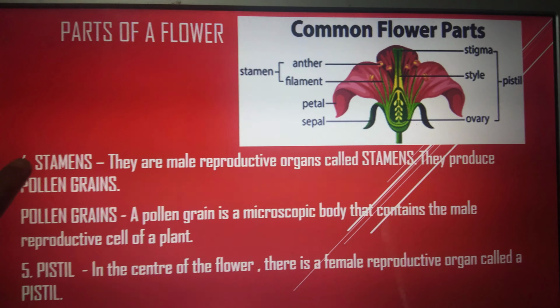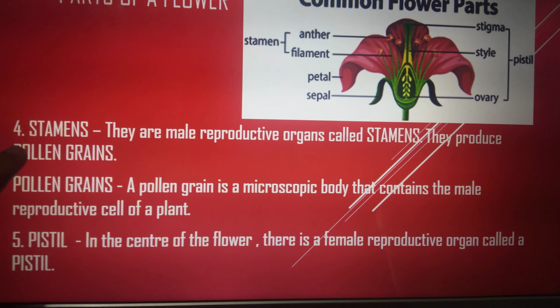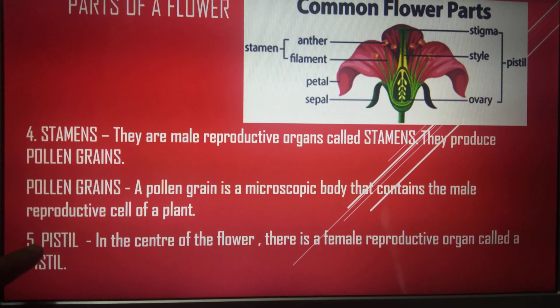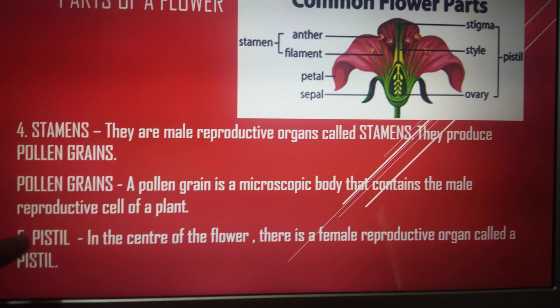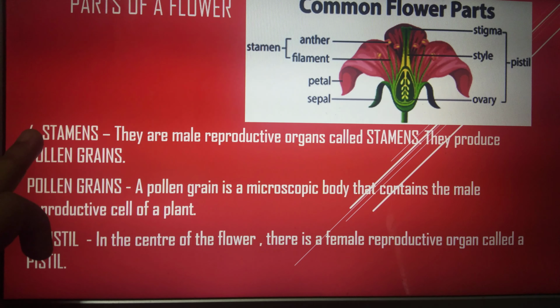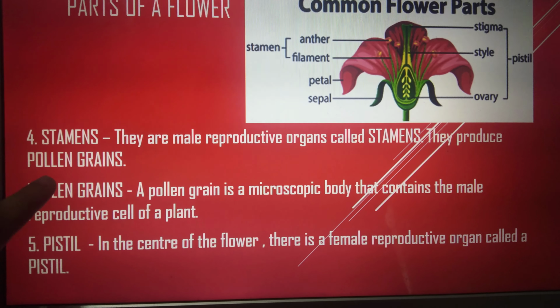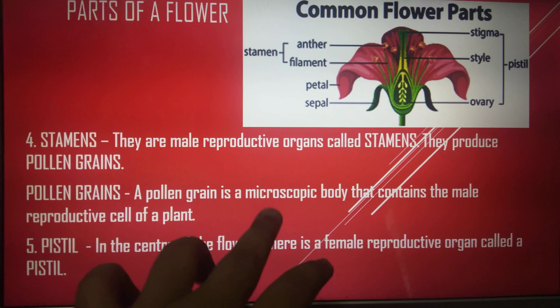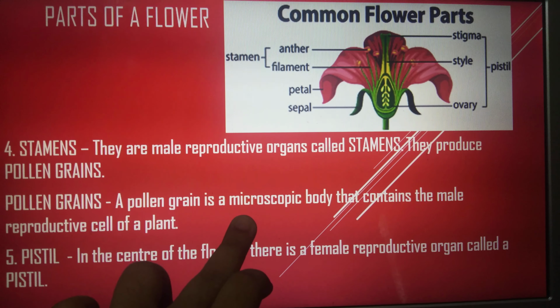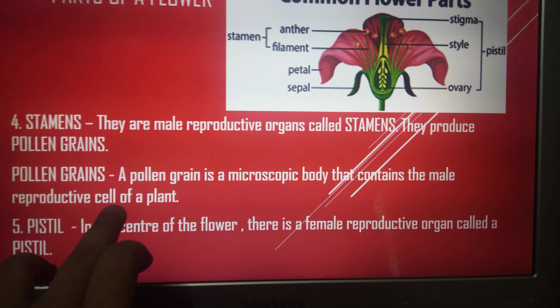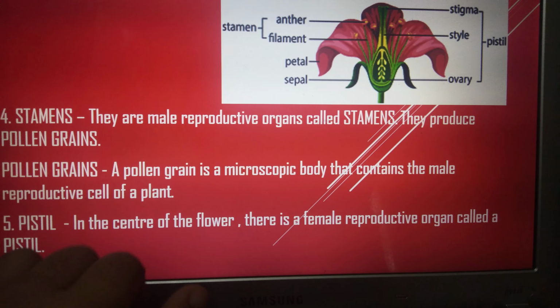So stamens are the male reproductive organ, whereas pistil is the female reproductive organ. Stamens will produce pollen grains. Pollen grains are small microscopic bodies that contain the male reproductive cell of a plant.